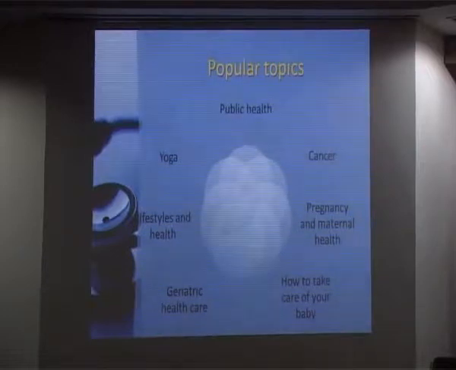When you look at the spectrum of material available through the internet platform, these are the popular topics across the world where you can participate and learn: public health, cancer, pregnancy and maternal health, how to take care of your baby, geriatric health care, and most importantly, lifestyles and health.